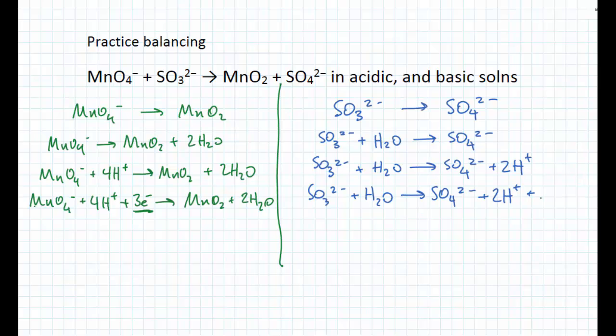Anybody get electrons for the second one? 2 electrons on the right side. That's right, because we got 2 minus over on the left here and 2 minus and 2 plus. So we need 2 minus over on the right.